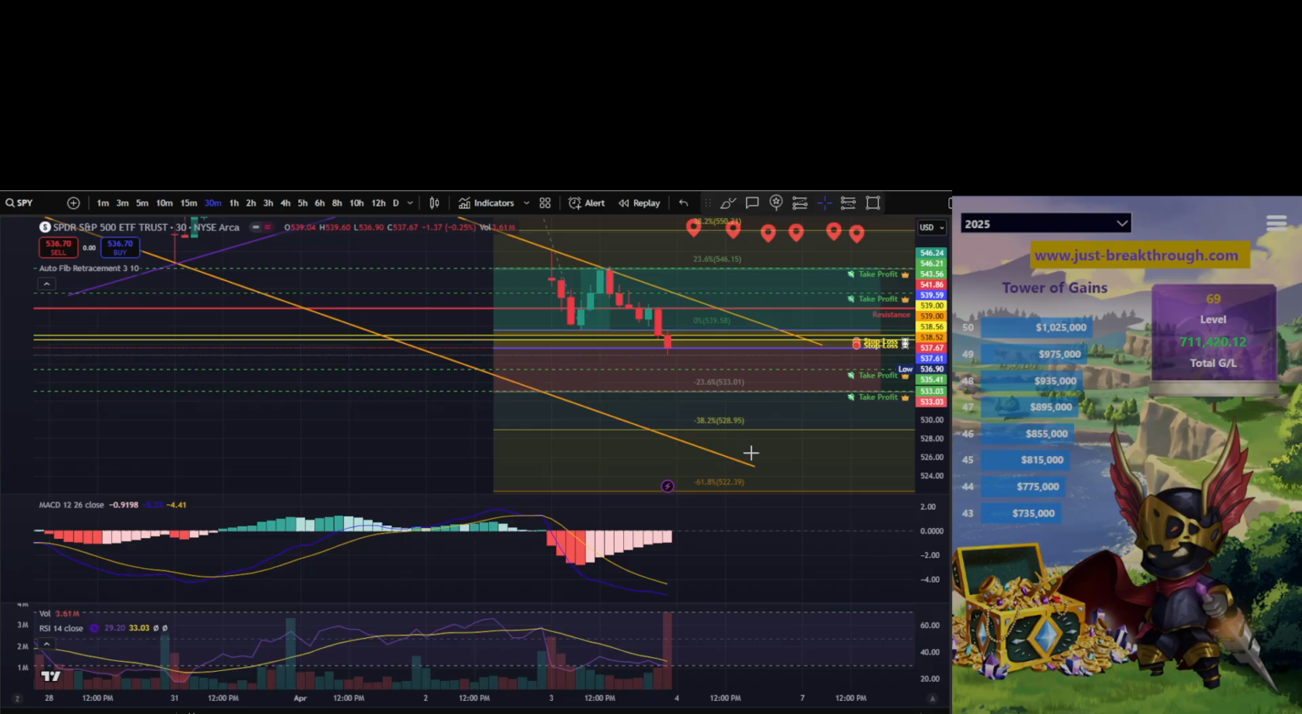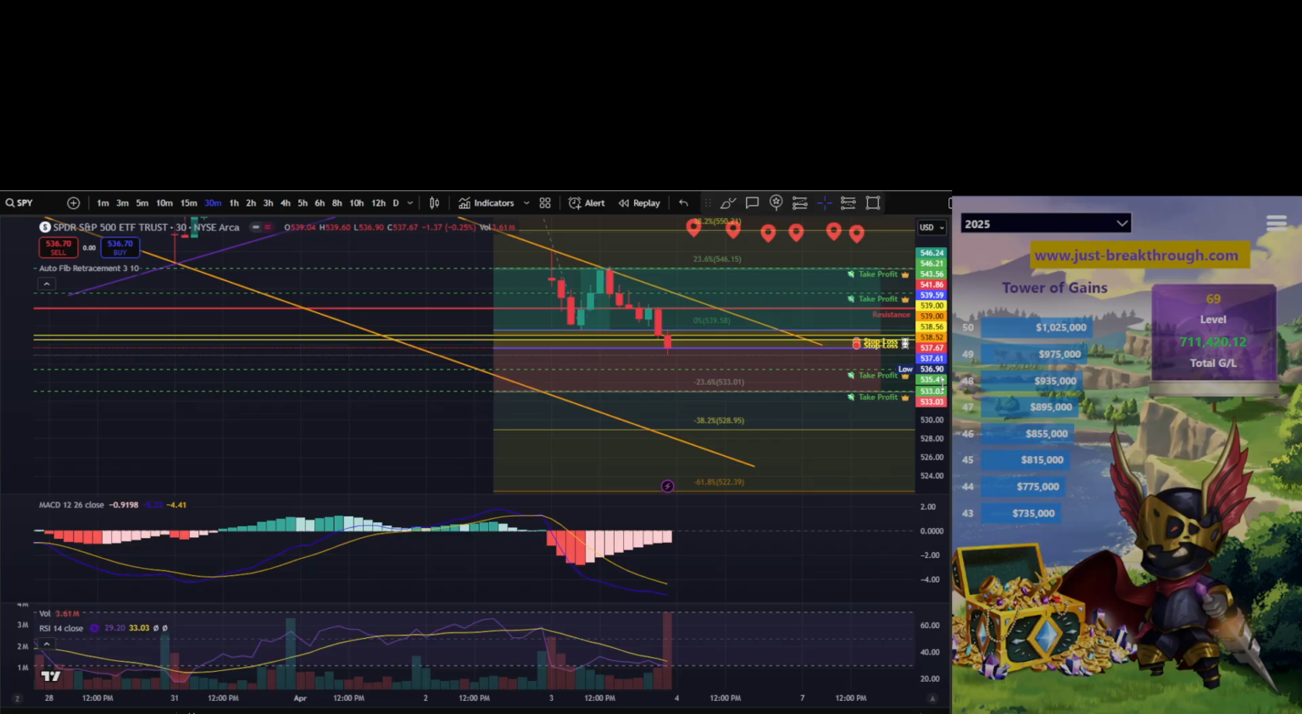Now I'm going to remove that and go back to our original drawings. And now we're going to play the top side. If we're playing the top side, we would need to wait for our entry, so it would have to go back into the uptrend, at least to the top side. So our entry would be at 539.59, and then we'll hit our first sign of resistance at 541.86.